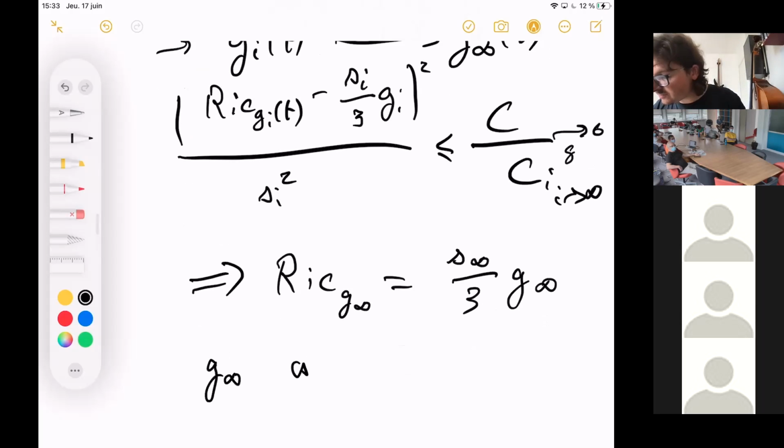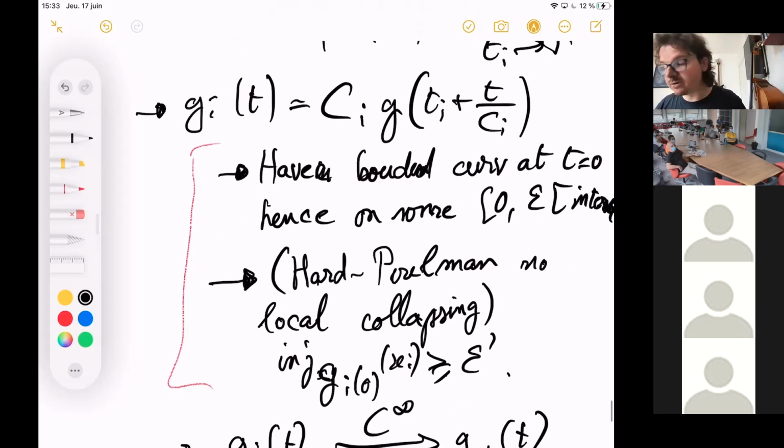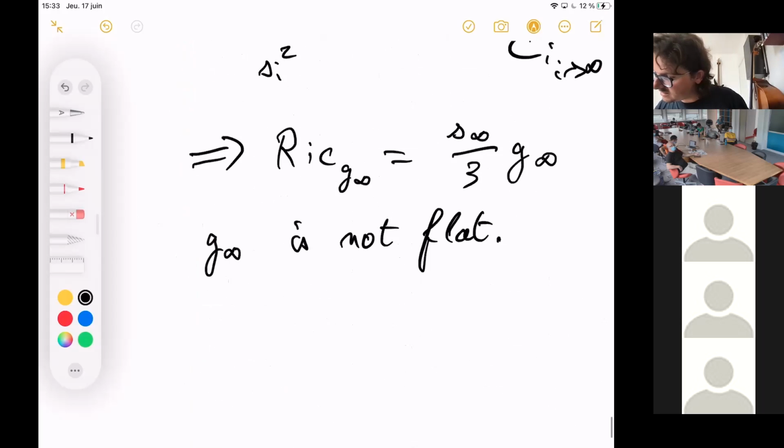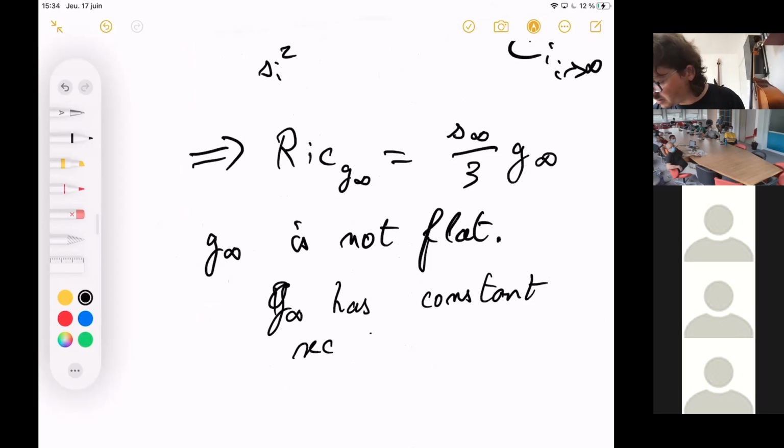Moreover, g_infinity is not flat because you rescaled it in such a way that the curvature is 1 at that point x_i. Since we have smooth convergence of the curvature, we get that. So g_infinity is not flat, hence, and the Ricci curvature is non-negative. So g_infinity has a constant sectional curvature.